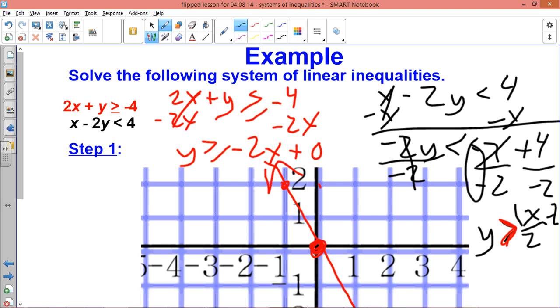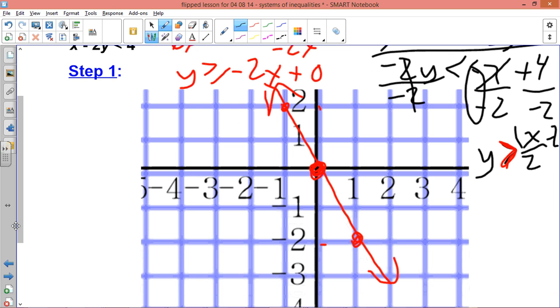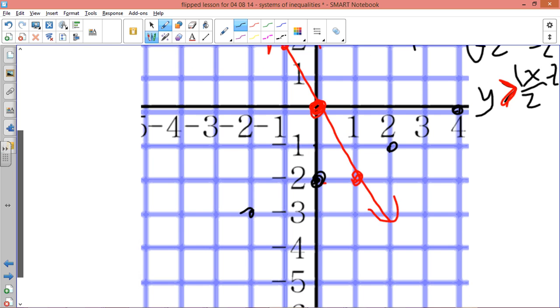So my slope is 1/2, my y-intercept is -2, and I'm going to go ahead and graph that one. Y-intercept of -2, I go up 1 over 2, down 1 left 2. That's what you should get.